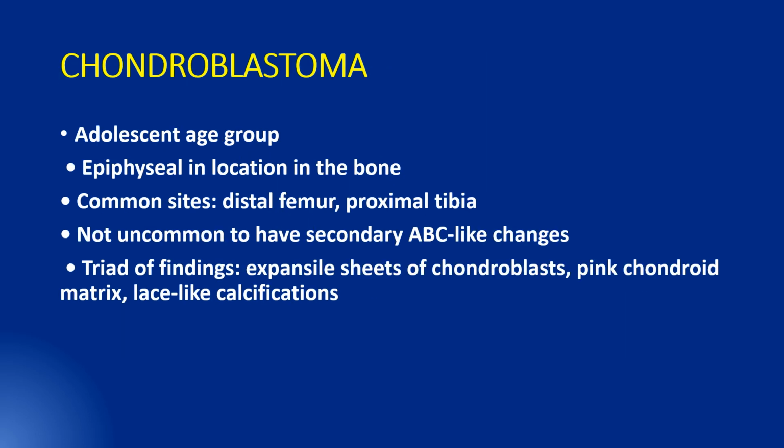Another benign cartilaginous giant cell-rich lesion is chondroblastoma. Chondroblastoma is most common in the adolescent age group. The most common location is epiphyseal in the bone. The most common bones involved are distal femur and proximal tibia. It commonly has secondary ABC-like changes. In histology, there is a triad of findings of expansile sheets of chondroblasts, pink chondroid matrix, and lace-like calcifications, which I'm going to talk about next.